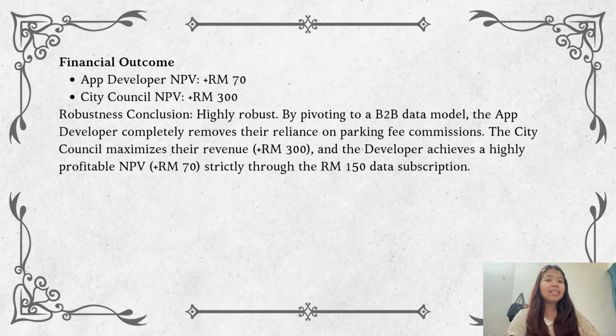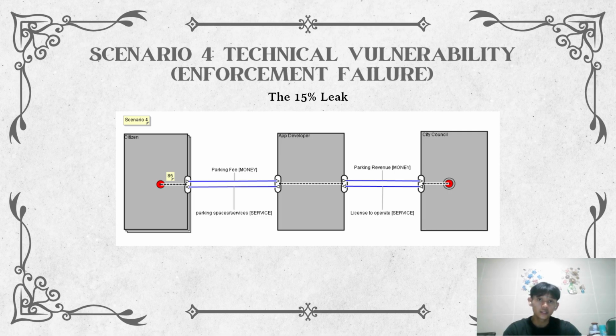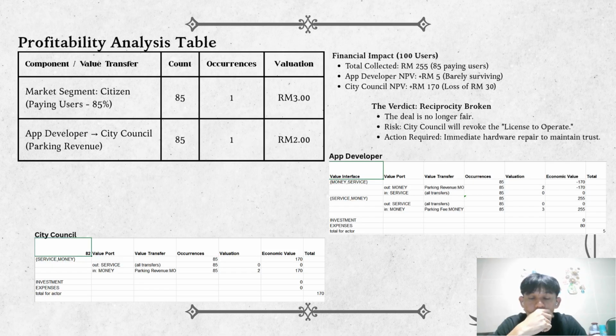Hello, I will be presenting scenario 4 for this project. In this case scenario, we want to know what actually happens if the smart camera fails and 50% of the people park for free. Here is what actually happened.